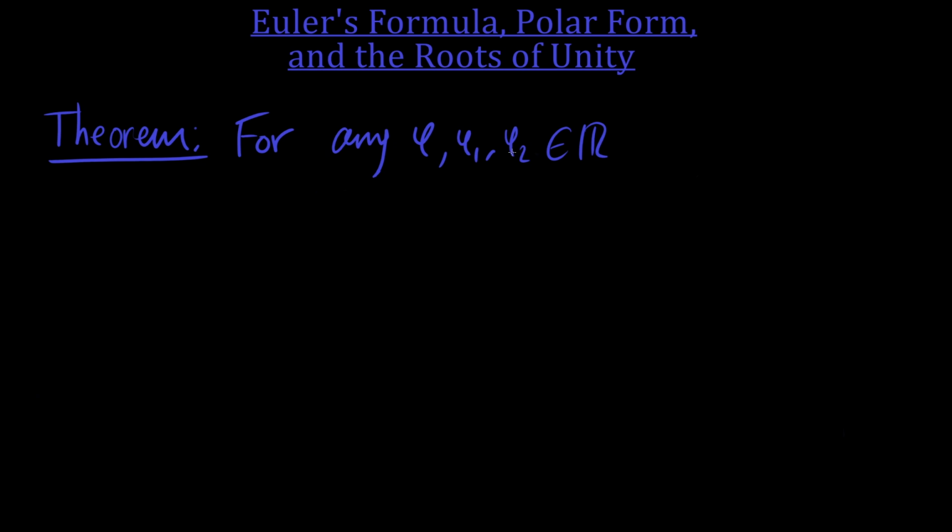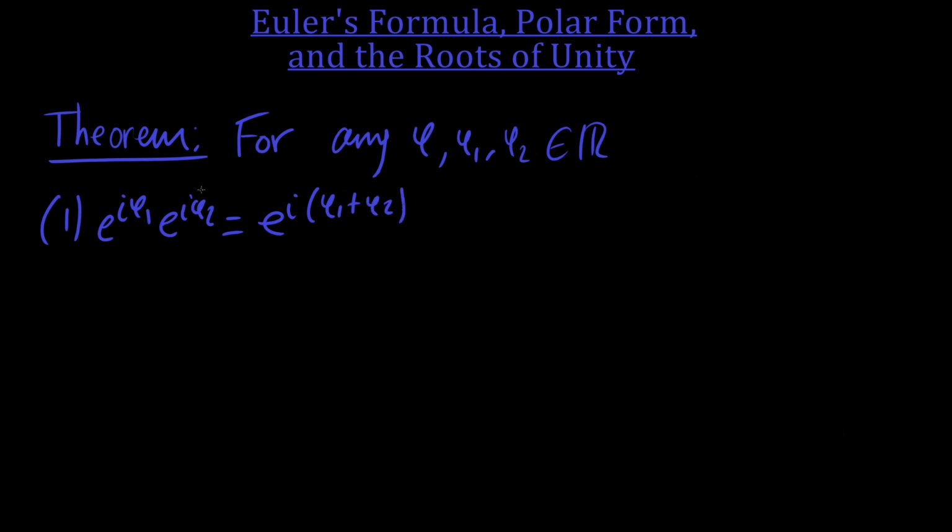Okay, now I want to discuss a theorem that concerns properties of numbers of the form e to the i phi. So for any phi, phi1, or phi2 in the reals, there are going to be 6 properties that hold that I want to discuss. So property 1 is that e to the i phi1 times e to the i phi2 equals e to the i times the quantity phi1 plus phi2.